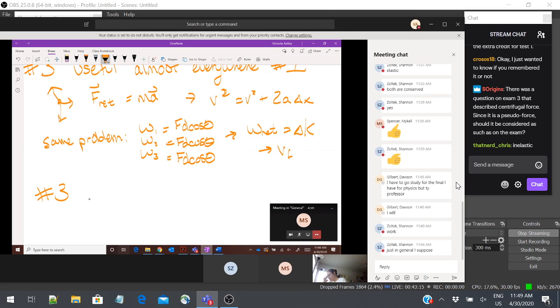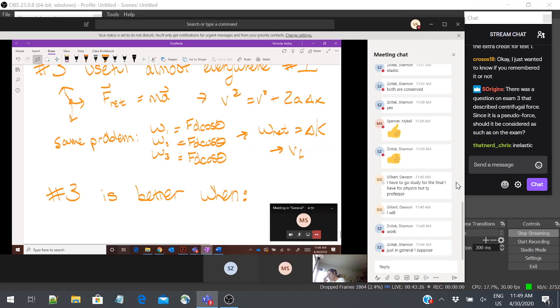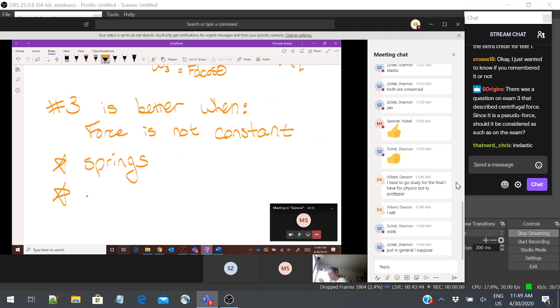Number 3 is better in some certain cases. So when the force is not constant, generally. So this is things like springs or things like wobbly hills as opposed to ramps, right?